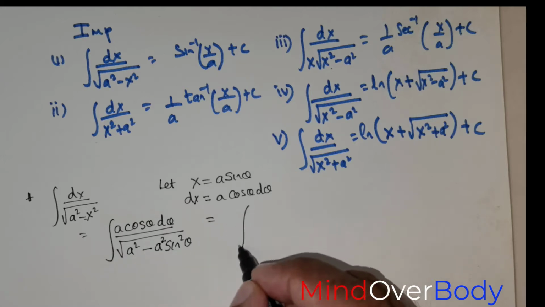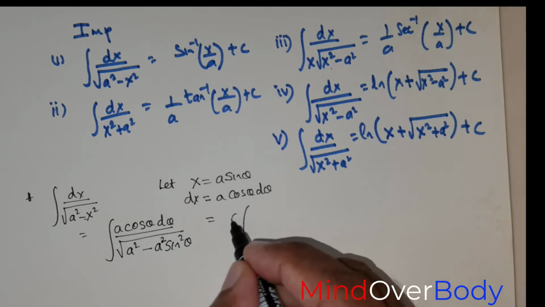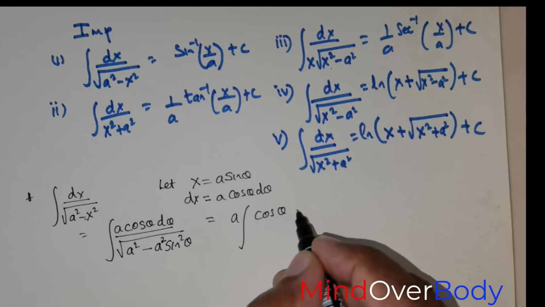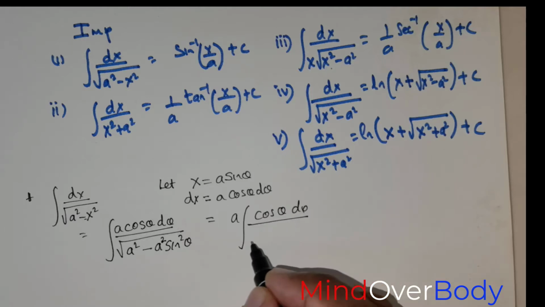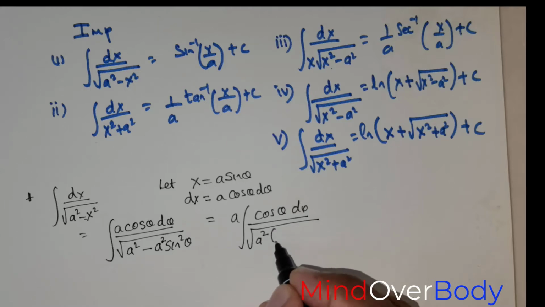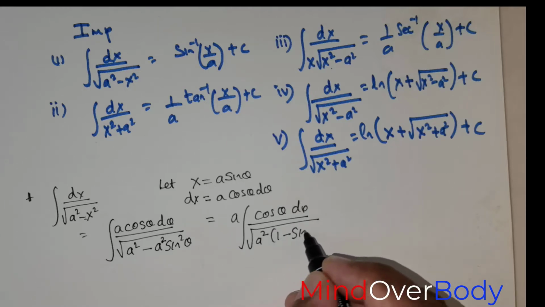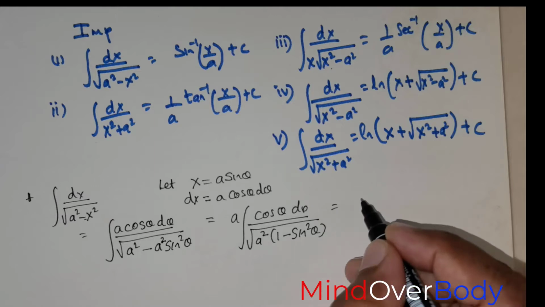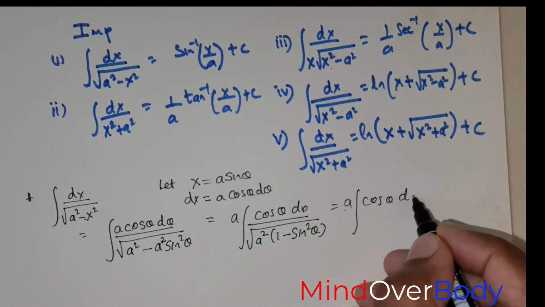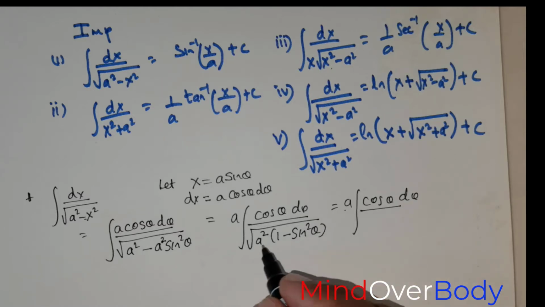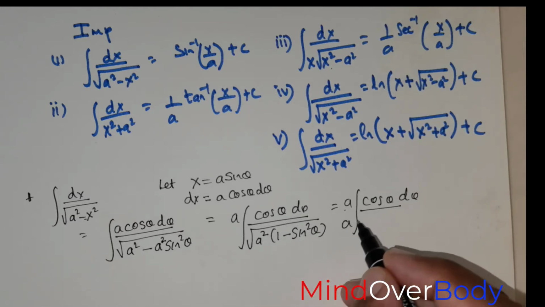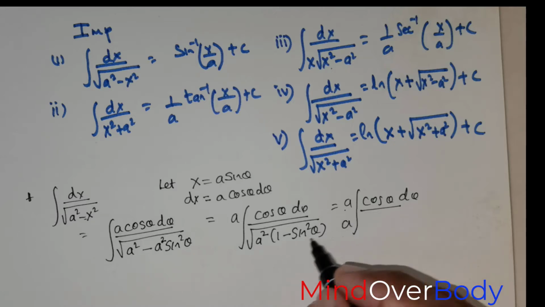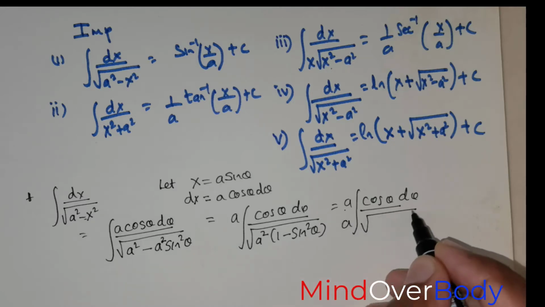So this is equal to the integral of a times cos theta d theta divided by the square root of, taking a squared out, a squared times (1 minus sine squared theta). The a squared can come out as a, and 1 minus sine squared theta is cos squared theta.